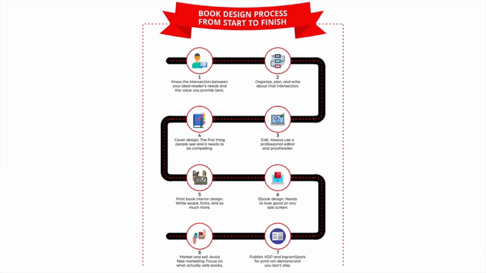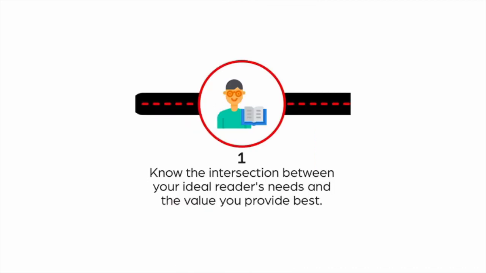Here is the big picture overview, but I'll go through each of the 8 steps along the way so that you get a solid understanding of the whole process. The first 2 steps actually start before the book design process, but they're so important that I wanted to include them here. The first step is to know who your ideal reader is.